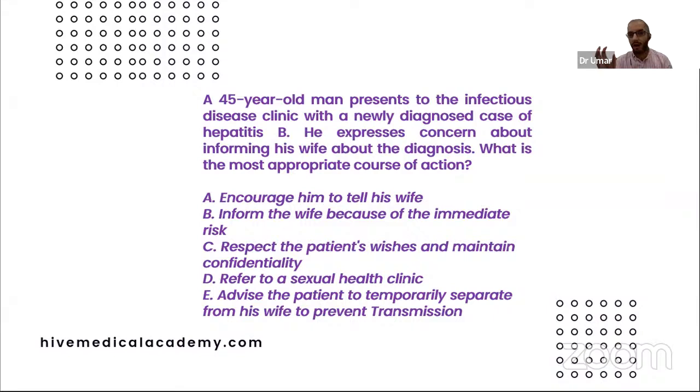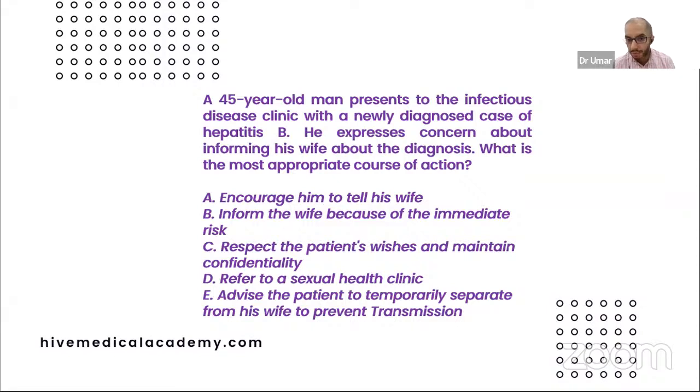For example, if the scenario said that you've spoken to him, or somebody else has spoken to him, and he's refusing to share this information with his wife, then this could be the correct answer. But here, currently, it's the first time you're probably speaking to him. All he said is a bit worried about it. And so just informing the wife straight away because of the immediate risk is not the appropriate answer here.